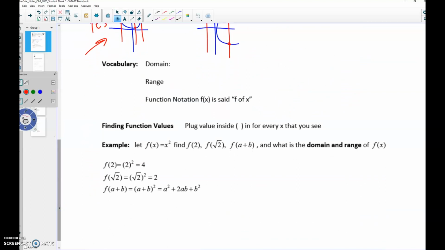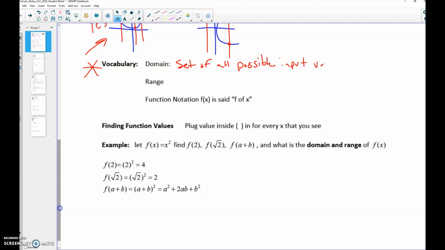Domain and range. This is very, very important for this class. We're going to use domain and range, more specifically domain, for this entire course. So make sure you know what domain and range are. The domain is the set of all possible input values.